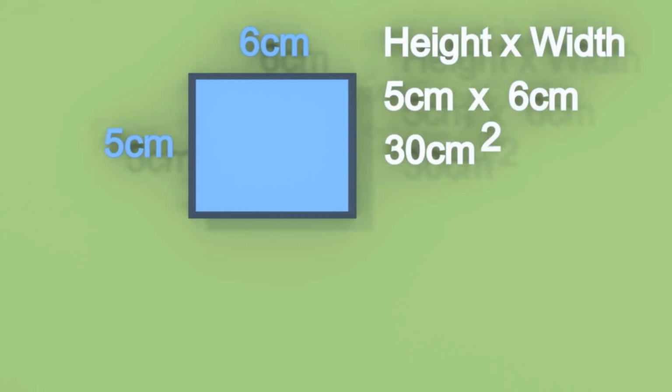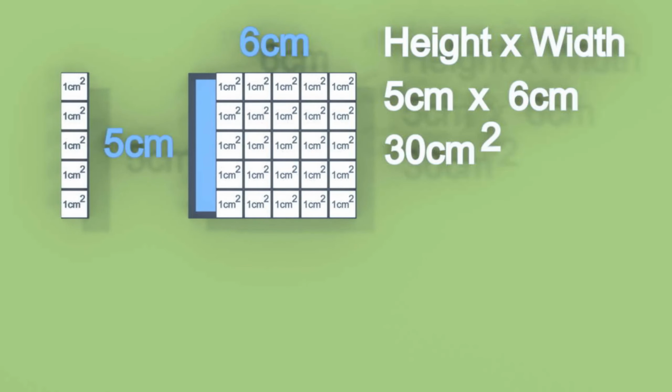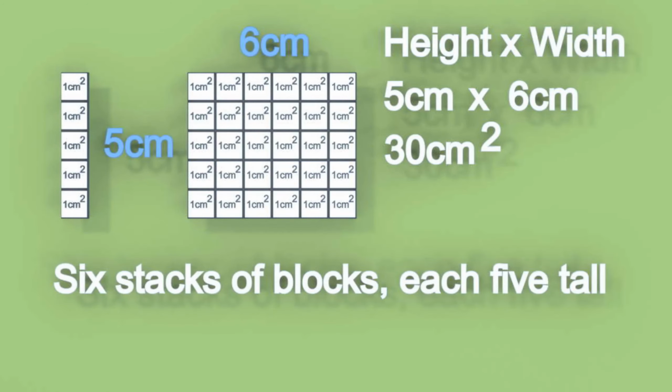And why could we do this? Well, if we make a stack of little square centimetres as tall as our rectangle, we need exactly 5. And to cover the whole rectangle, we need 6 of these stacks. Thinking about multiplication, 6 stacks, each with 5 squares, is 6 times 5, which is 30 squares. This naturally works for any rectangle, so here's a quick exercise.